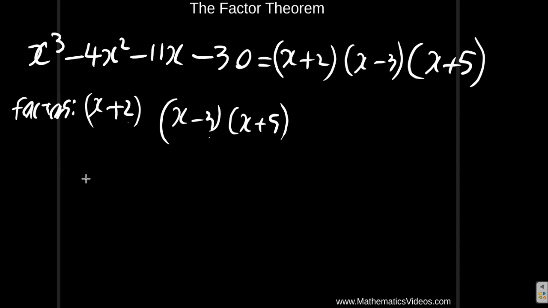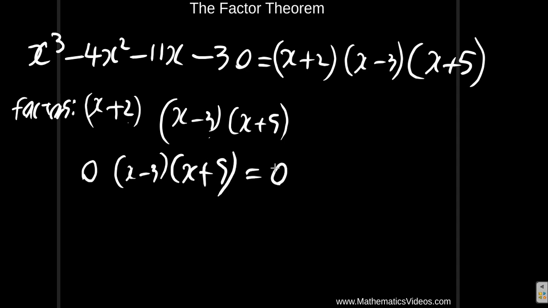Well, the thing is, if you should have 0 times x minus 3 times x plus 5, the answer would be 0. Alright? Now, 0 times x minus 3 is 0. And then 0 times x plus 5 is 0. Oh, look at it. If you make this 0, then all of this would be 0.